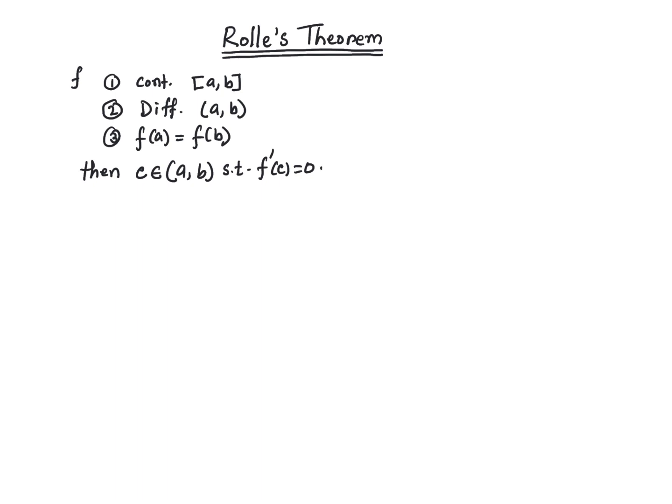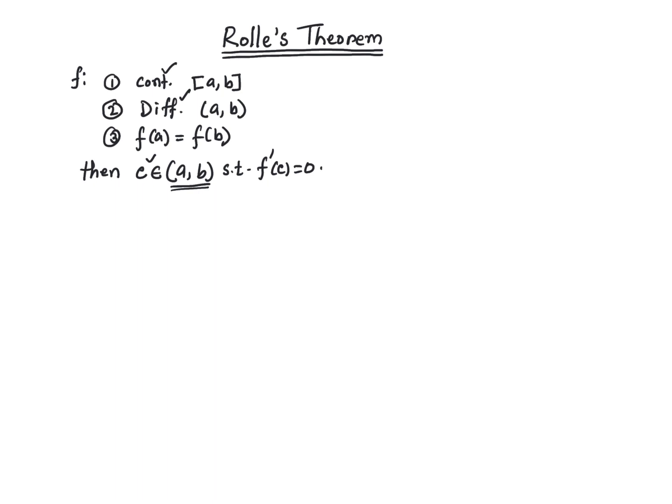So f is a function, right? It has the following properties. It's continuous on the closed interval, differentiable on the open interval (a, b), and at the boundary points, the values are the same: f of a is equal to f of b. And if these three conditions are satisfied, then there is a point c in the open interval (a, b) such that f prime of c is equal to 0.